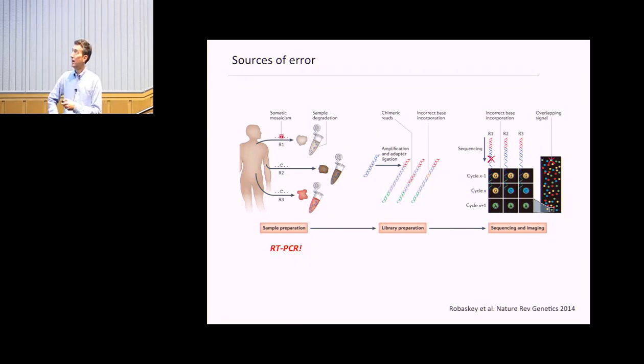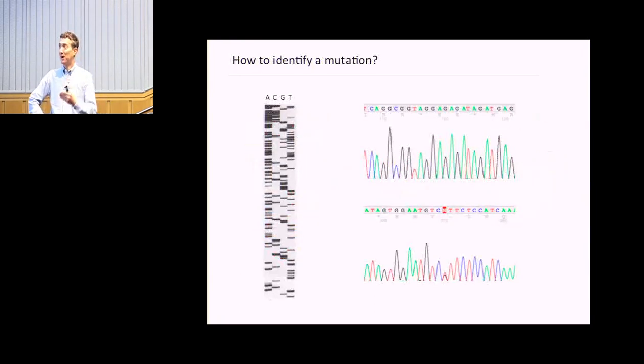And then where there's been a lot of attention is the sequencing and the imaging and calling a base. And of course, when you're calling a base 20,000 times, you're just going to have a low frequency error that can be hard to distinguish from a rare variant. And that's our basic problem. And so I distill it to how to identify a mutation.